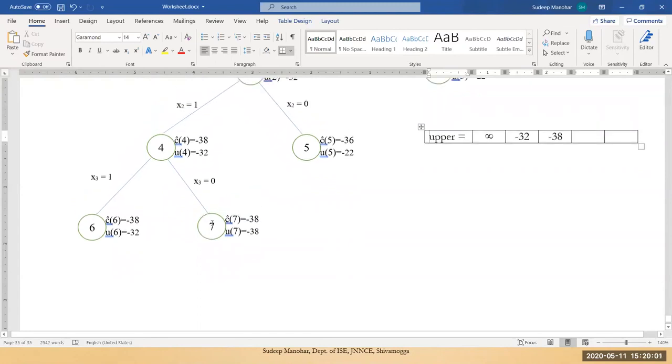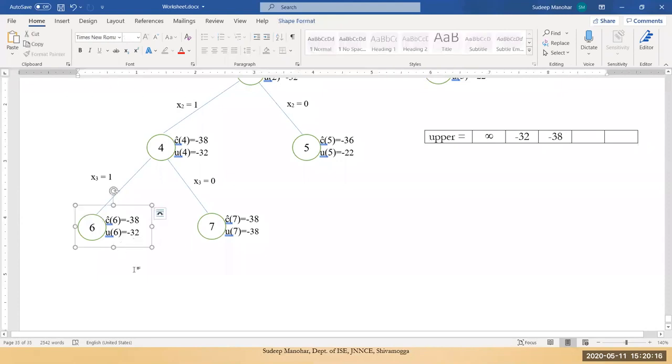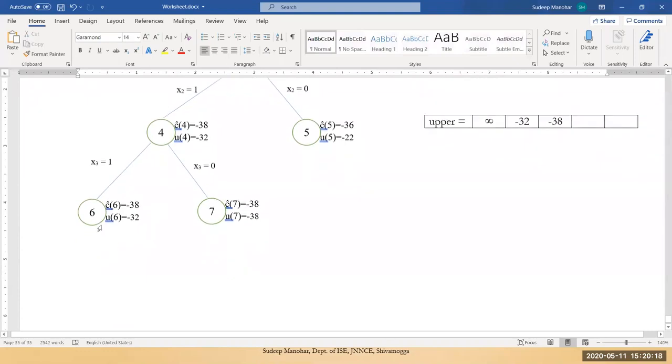Now out of these, you have to choose one node as the E node. So which one are you choosing as E node? Whichever is having minimum C value. So both are having same value. This is also minus 38. This is also minus 38. We'll start from left. You can take any, start from left. So this I'm considering. If I consider this, let us see what happens.